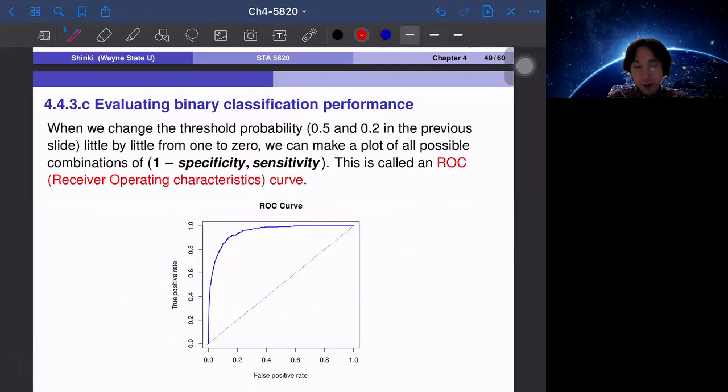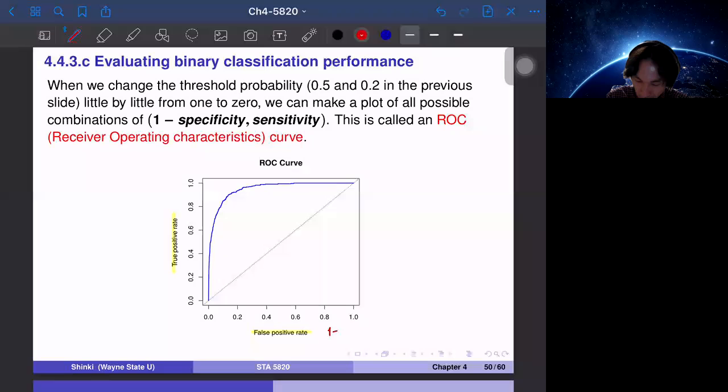So depending on the threshold, the pair of sensitivity and specificity changes. So we plot that: the false positive rate and the true positive rate. The false positive rate is 1 minus specificity, since it concerns the truly negative. The true positive rate is sensitivity. So sensitivity against 1 minus specificity as a graph, that is the ROC curve.